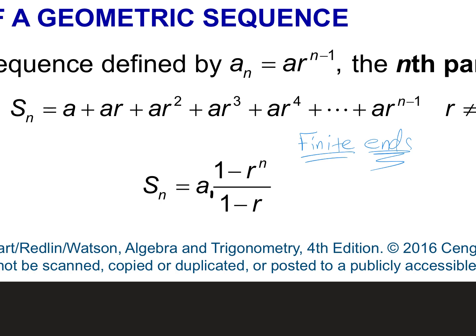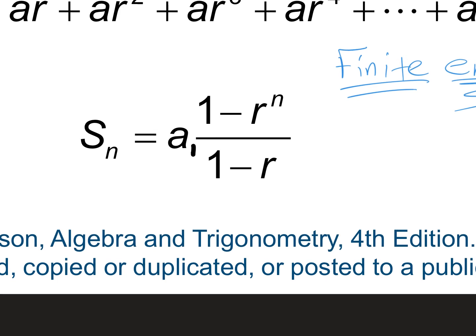Now, we have to figure out some things in this formula. What are the things we have to figure out before we plug it in? What is a sub 1? The first term. Good. What is your R value? It's your common what? The common ratio. Good.